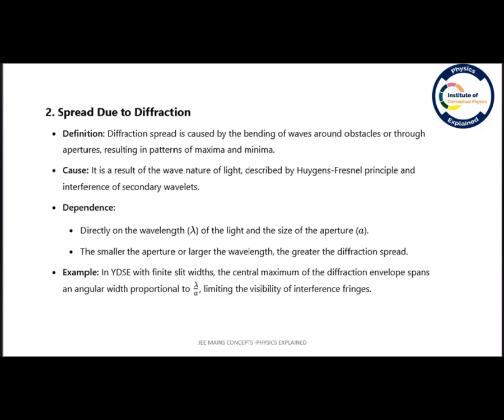In fact, many fringe widths of YDSE have to get together to get inside the envelope of the diffraction. Okay, I hope this is making sense. Three types of spreads are being emphasized. Okay, let's do a quick revision.